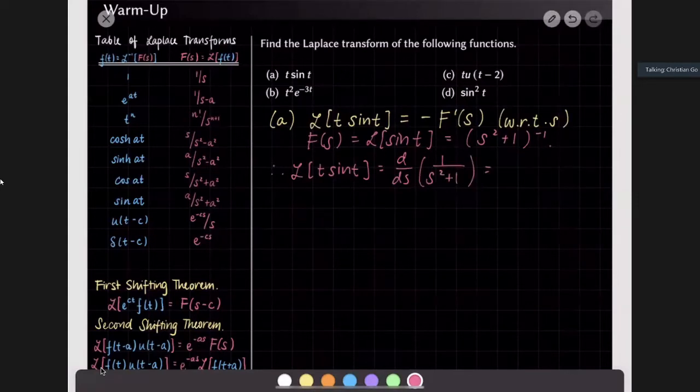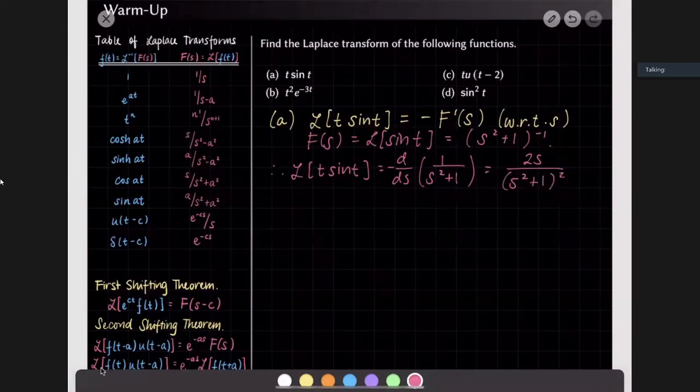Low times the derivative of high. Oh, no need to do that. Sorry, I'll just bring down the minus 1 and then differentiate the inside, right? So this is going to be minus, the negative cancels out with the negative in front of the d/ds. So I have 2s all over s squared plus 1 squared.